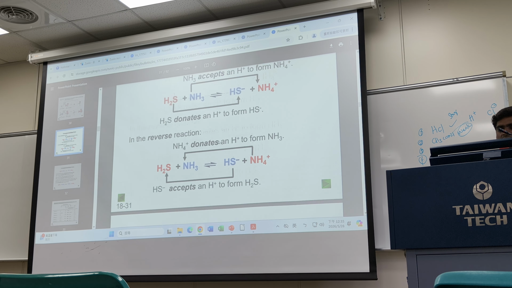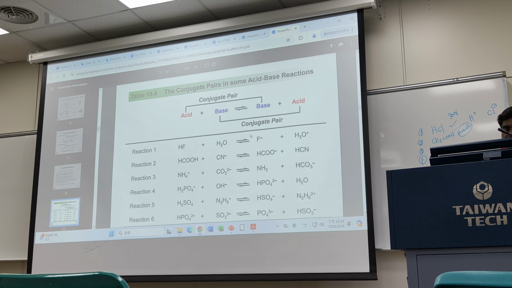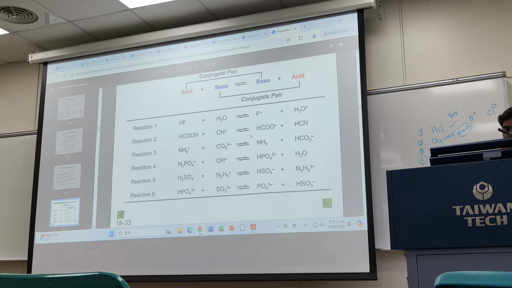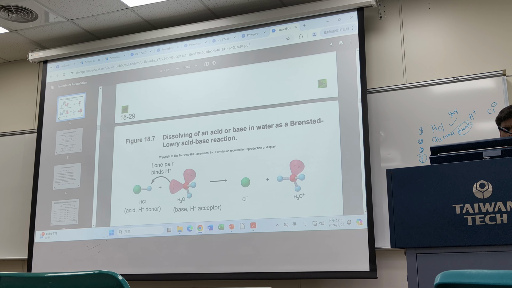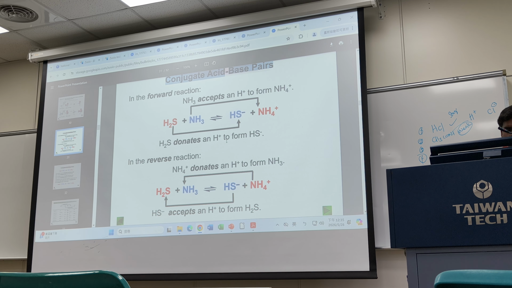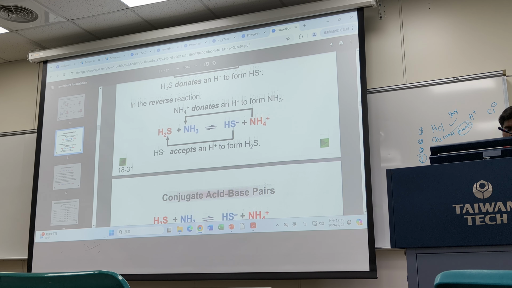I suggest you mostly understand this conjugate slide. There are many questions here, right? Just try to remember this one, this slide and this slide. Some of the questions will come from there, slide 33, slide 31. Okay, so next one.